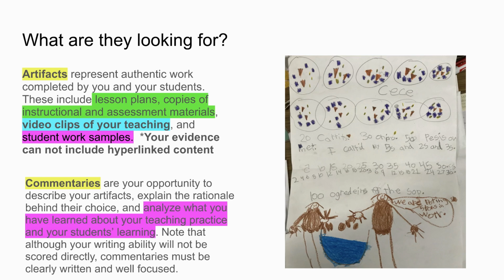Okay, 2 pieces. One is called an artifact. You hear this word throughout. Artifact is the authentic work completed by you and your students. This is lesson plans, instructional and assessment materials, videotapes of your teaching, and student work samples. Notice the star there. It says your evidence cannot include hyperlinked content, okay?